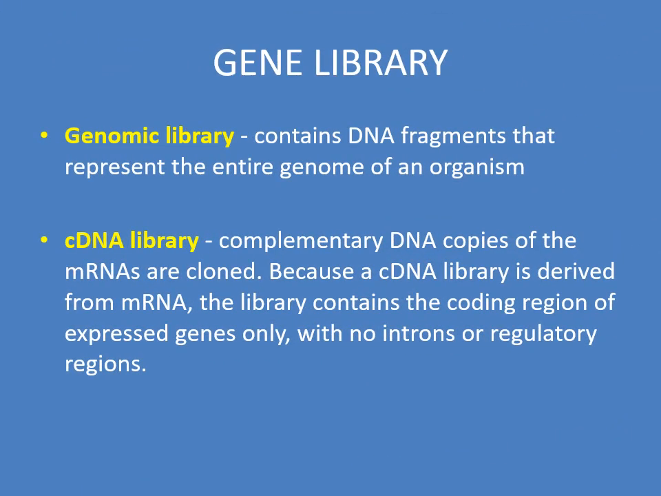A gene library consists of two types, genomic library and cDNA or complementary DNA library. A genomic library contains DNA fragments that represent the entire genome of an organism. But in cDNA library, only the complementary DNA copies of the mRNAs are cloned. Because a cDNA library is derived from mRNA, the library contains the coding region of expressed genes only, with no introns or regulatory regions.